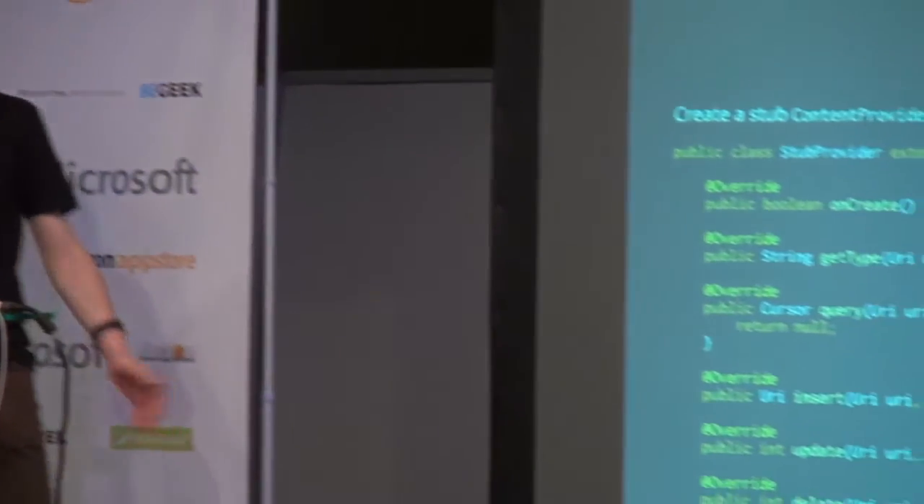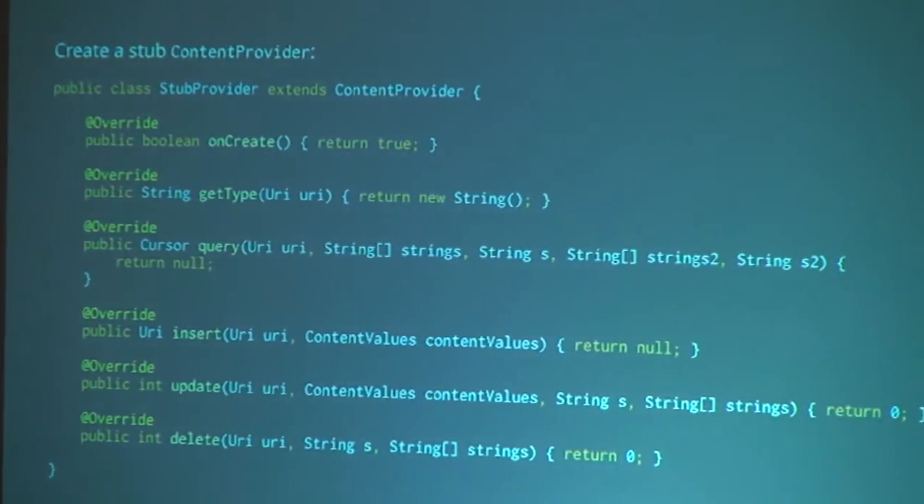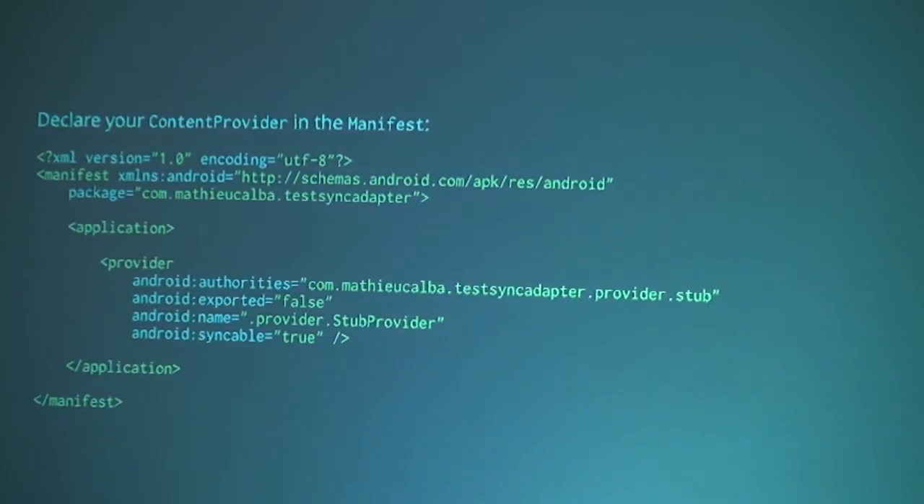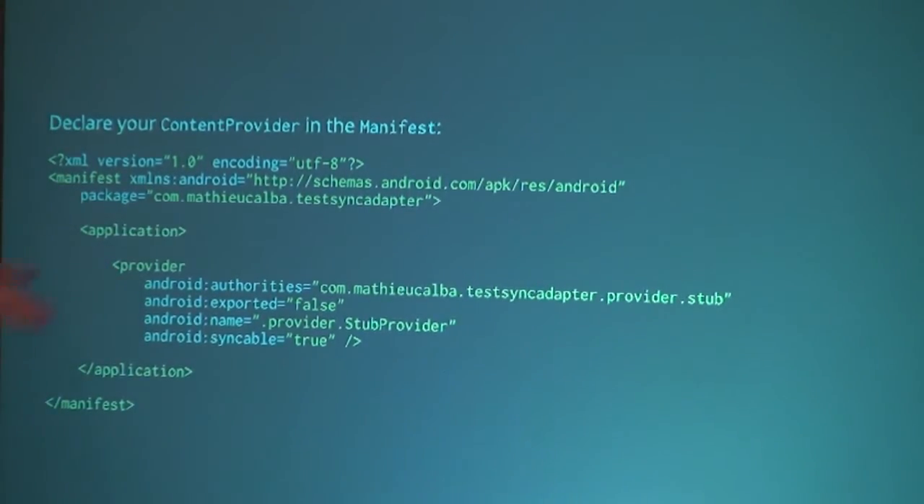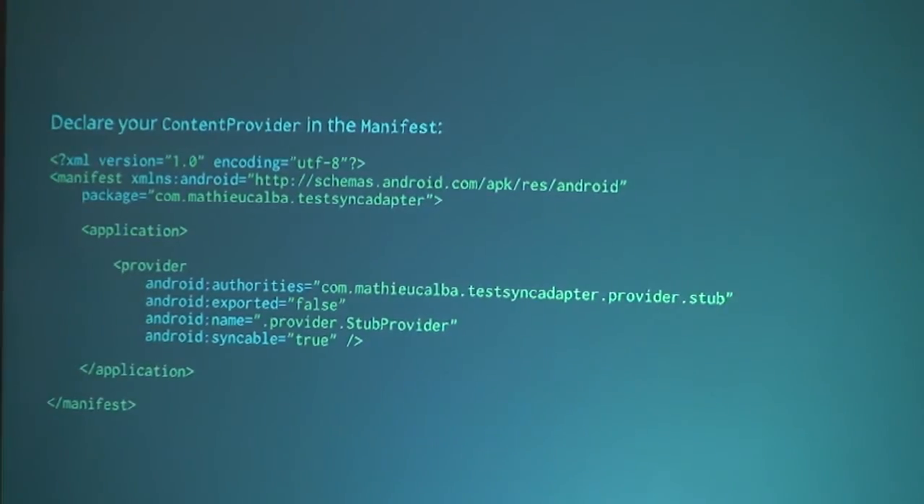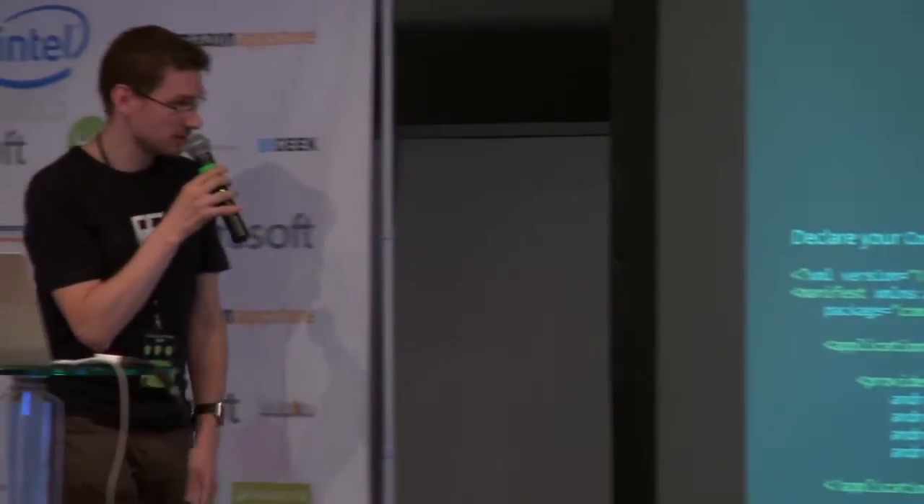Then we have the data part. So we need a content provider. Not everybody likes writing content providers, because there is a lot of boilerplate code, but you're not forced to use them. You can use a stub content provider. Basically, you have almost nothing to do except implementing the methods, returning null almost every time. Then we need to declare our content provider in the manifest. The important part here is that we define an authority. We don't want to export our data because it's a fake content provider, so we don't need it. And it's syncable. That's an important part for the SyncAdapter.